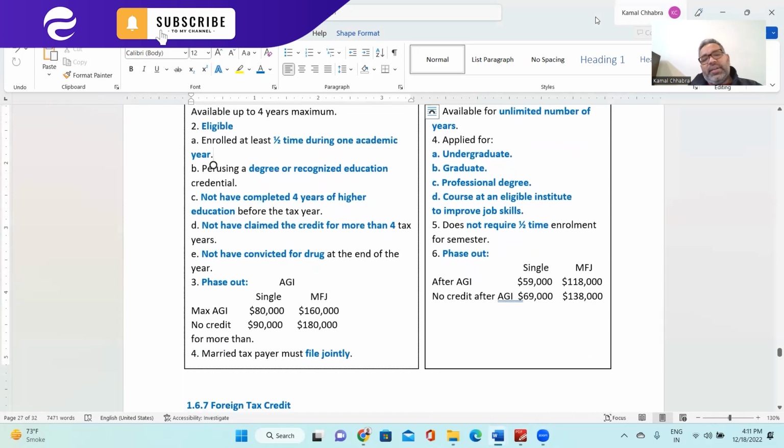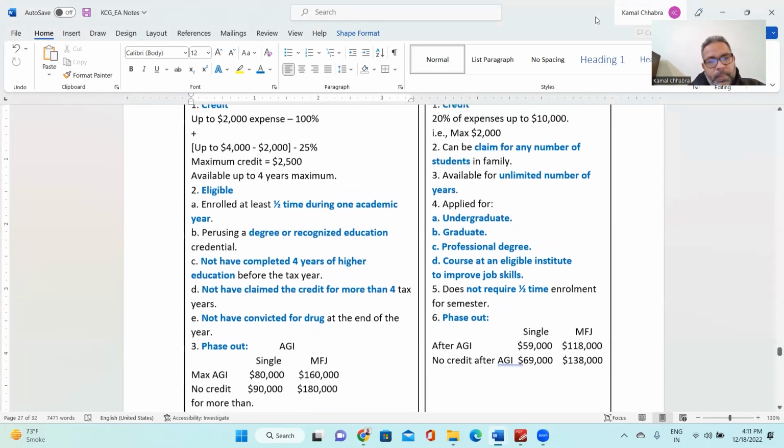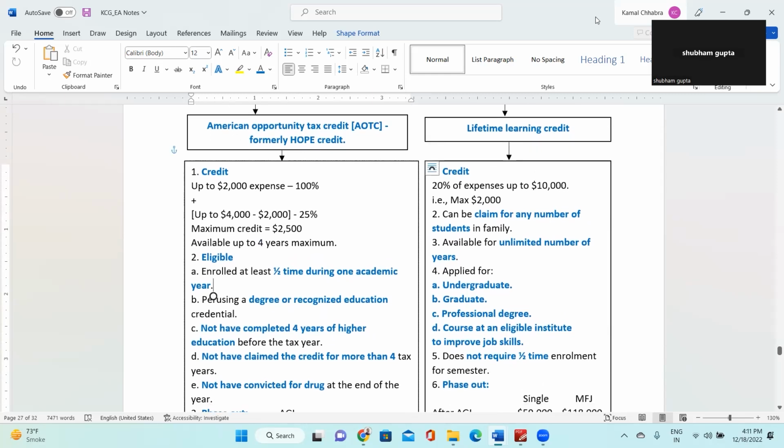And the phase out limit is $80,000 to $90,000 for single, and $160,000 to $180,000 for married filing jointly. If the income is more than $90,000 for an individual, then no tax credit. If the income is more than $180,000 for married filing jointly, then no tax credit is available. And a married tax filer must file a joint return. If married filing jointly and both are studying, can both take the tax credit? Yes, they both can take it.